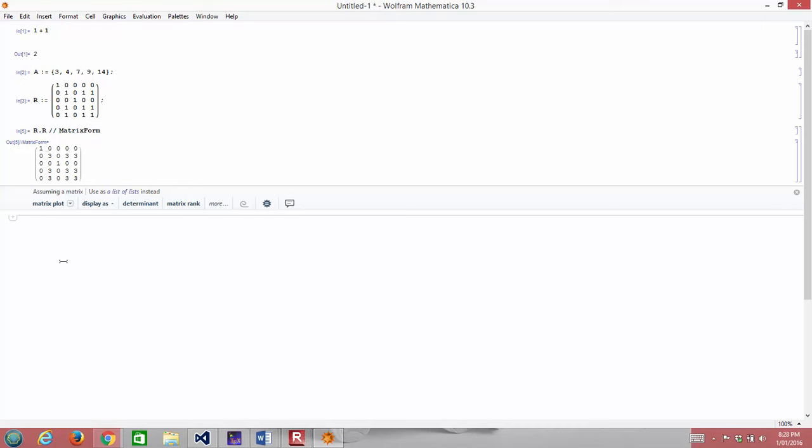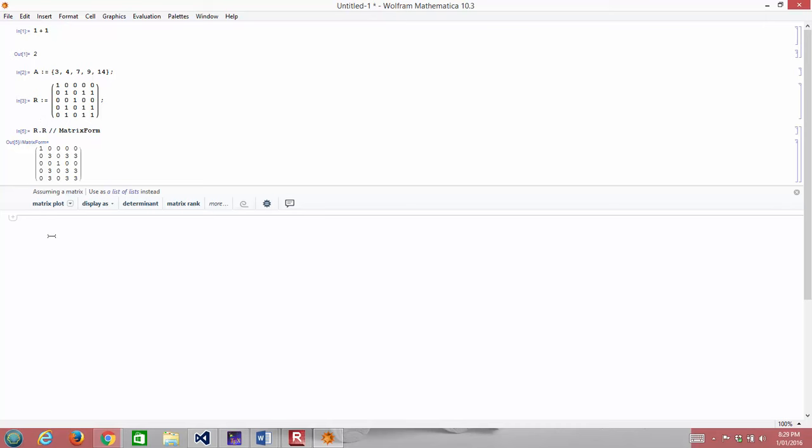So notice that for equivalence classes, it doesn't matter if you have the same number of things in each equivalence class. It just matters that every element in this list has an equivalence class. And that's about it.